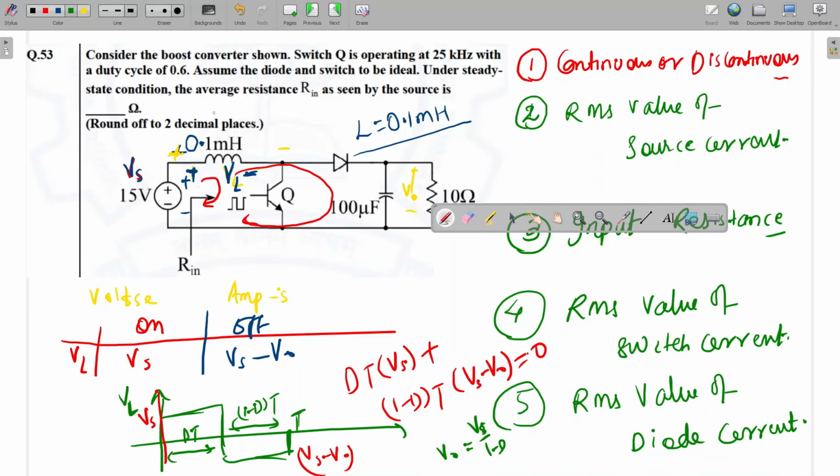Yes, sir. Please explain once again. If you want the explanation again, see, I am writing the inductor voltage here.